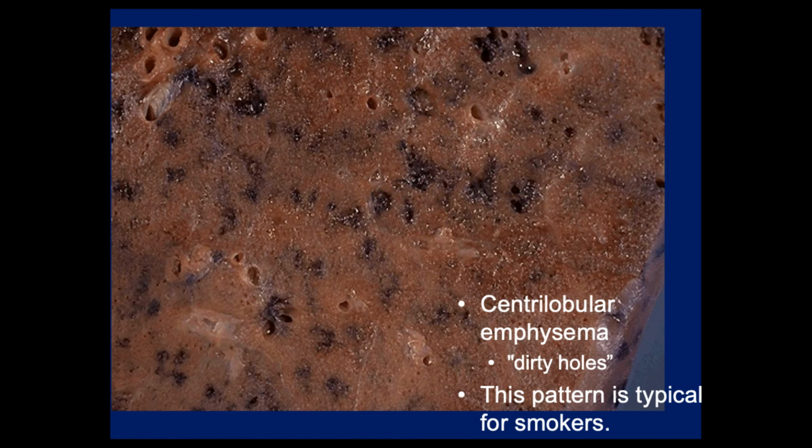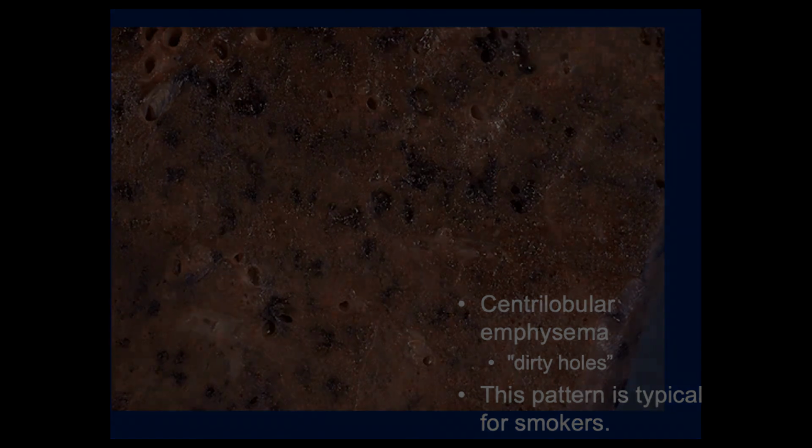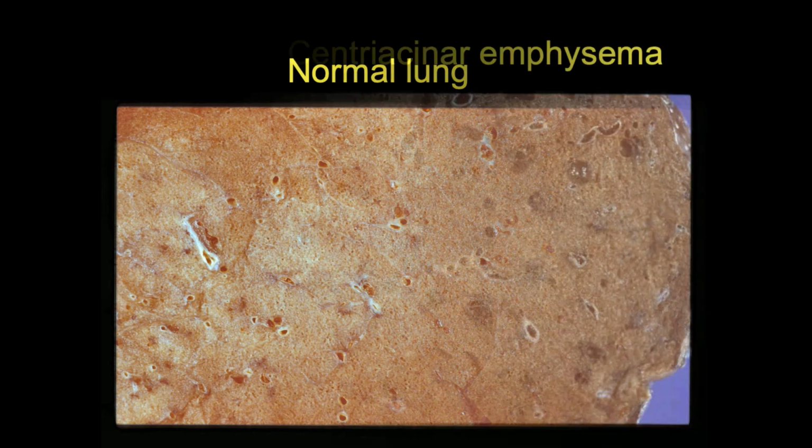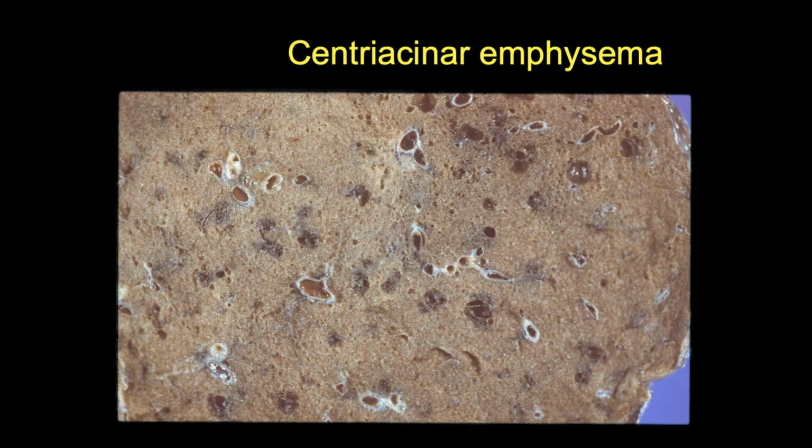So this is a picture of centrolobular emphysema and what we have called dirty holes. And this is from smoking, and this is a buildup of tar and different products that we find in cigarettes. So you can see a picture of normal lung tissue, and look at the little bronchioles. And then this is central or centroacinar emphysema, and you can see definite changes in those bronchioles.